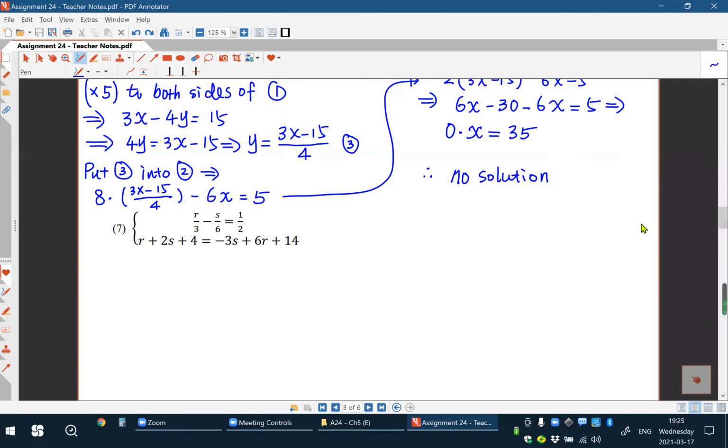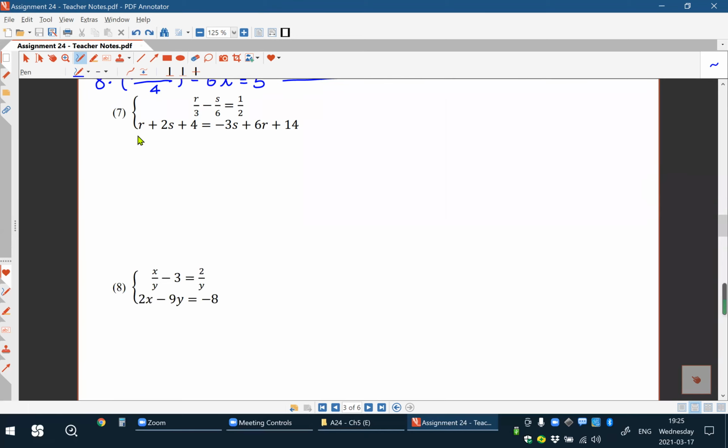No questions? Okay, let's see number 7. Note that the second equation is not in its simplest form, right? So let's simplify the system first. For the first equation, we can eliminate all the denominators by times a 6 to both sides of the equation, right? So that will give you 2r minus s equals 3, right?